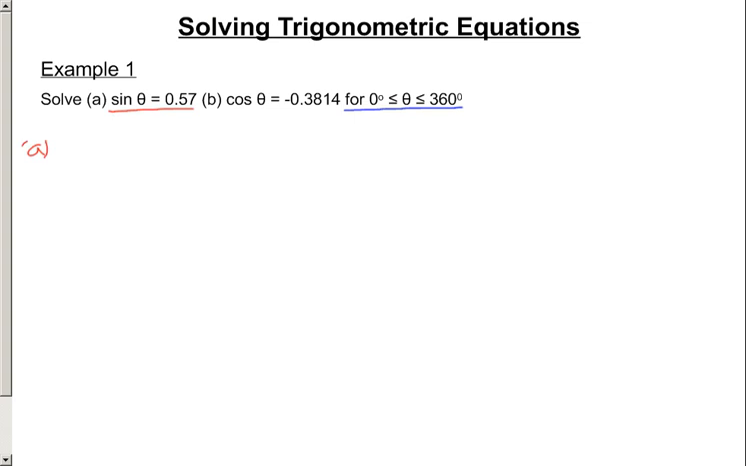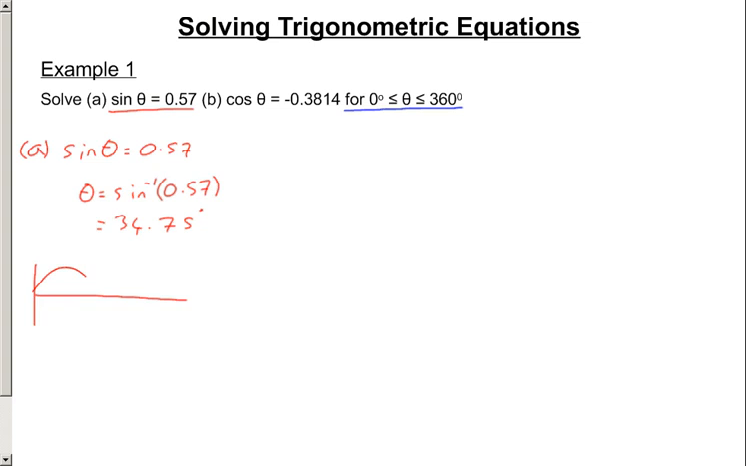So for A, if sine theta is equal to 0.57, the first thing we do to solve this is we want to find theta, and we do that by finding sine inverse of 0.57. This will always give us the answer between minus 90 and 90 degrees for sine, and between 0 and 180 for cos. It will give us the first one, which in this case is 34.75 degrees.